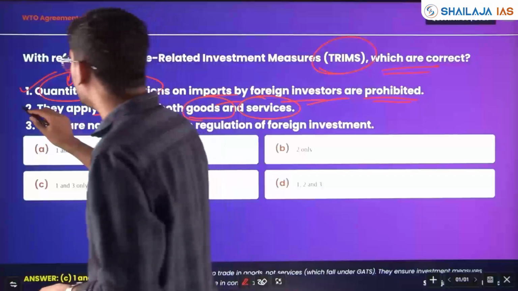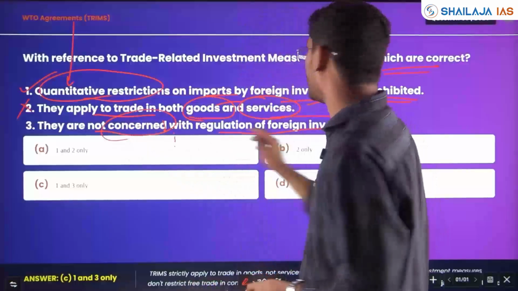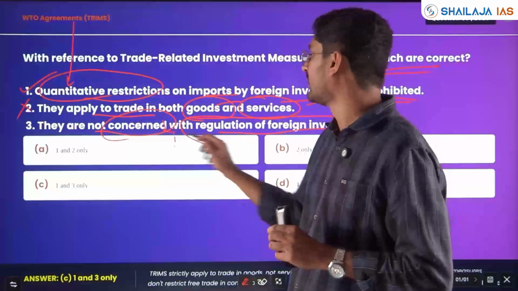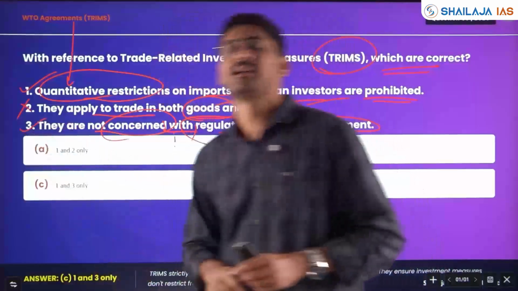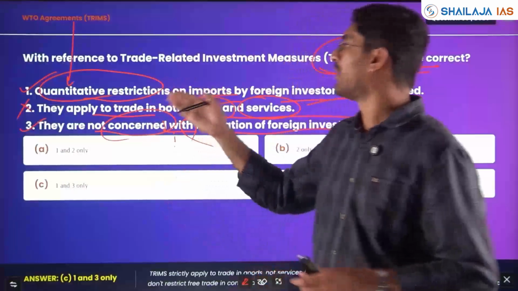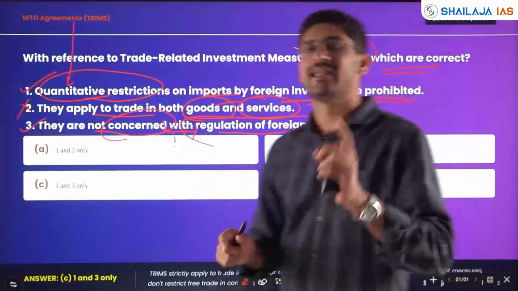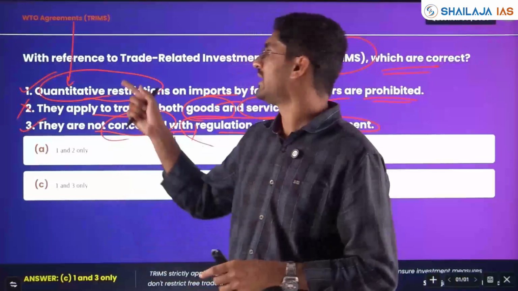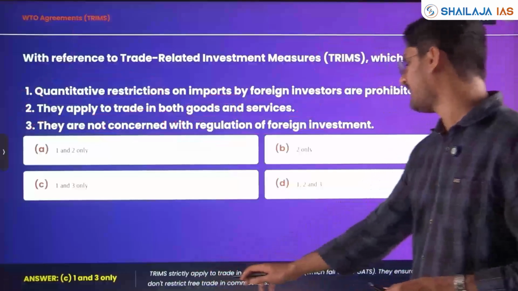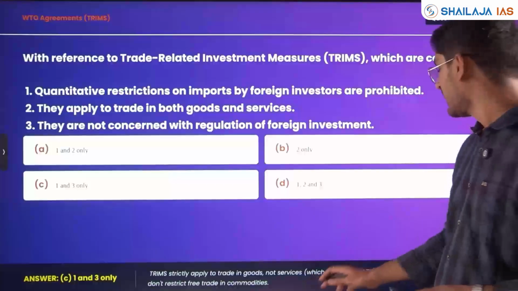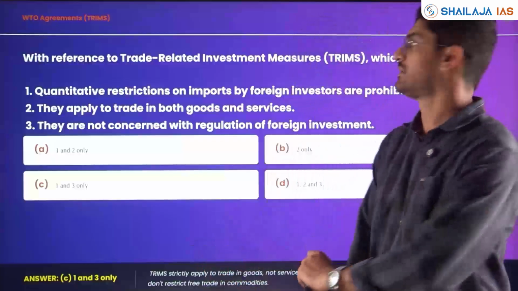They apply to trade in only goods, not in services. If you know, you could answer it. They are not connected with regulation of foreign investment. Though they do not regulate foreign investment, they make sure that the ground is fair and free to all the parties involved in trading. So trade related quantitative restrictions on imports by foreign investors are prohibited. They are not connected with regulation of foreign investments, and they apply only to goods, not services. For services, there is another agreement. So TRIMs strictly apply to trade in goods, not services, which fall under the agreement on services, GATS. They ensure investment measures don't restrict free trade in commodities, not in services.